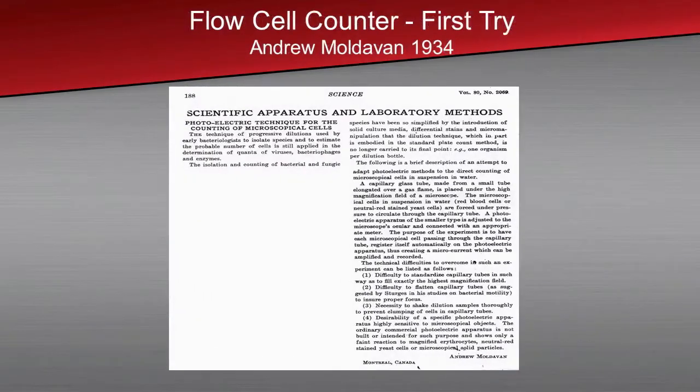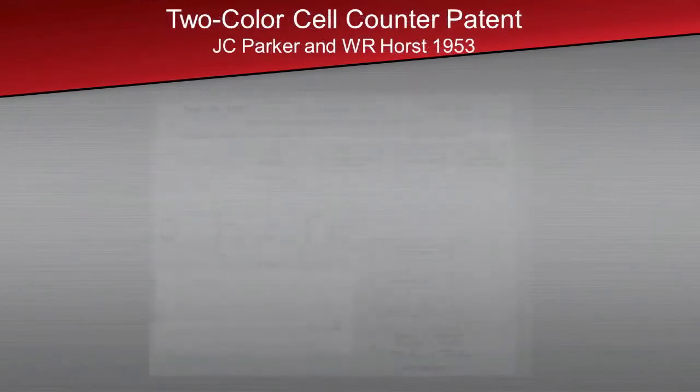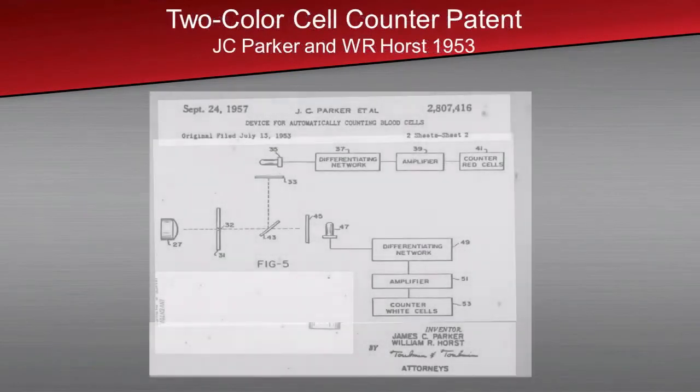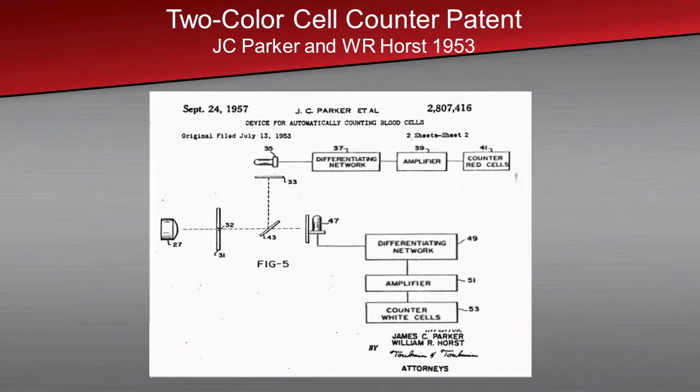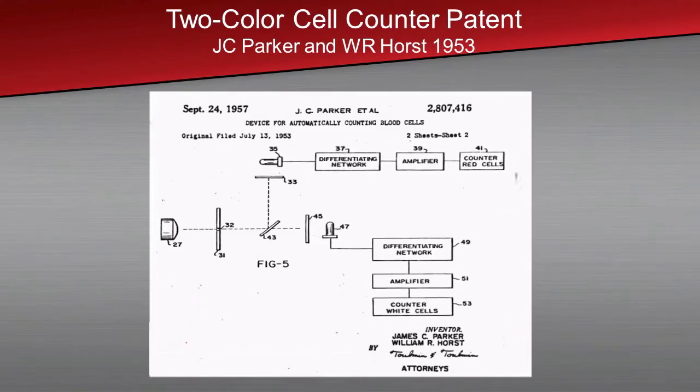To my knowledge, the first reported instrument to count cells flowing in a tube was made by Moldavan and was published in Science in 1934. Several other cell counting instruments were described by others in the 1950s and 1960s, and Parker and Horst in this patent go one step further and describe an instrument to count both red and white blood cells using 2 detectors.